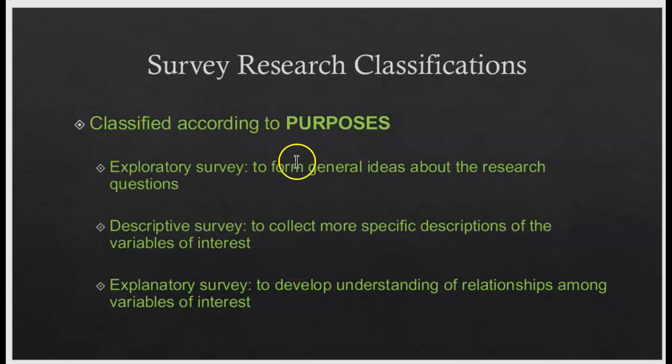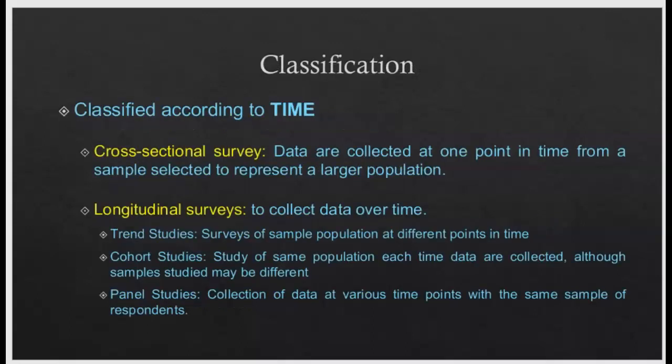Survey research classifications. Basically, surveys are classified on their purpose. An exploratory survey is used to form general ideas about research questions. So you're exploring the general ideas. Descriptive surveys collect more specific descriptions of the variables of interest. So you're trying to learn more about what those variables mean to the population. An explanatory survey is used to develop an understanding of relationship among variables of interest. So again, explanatory survey would be the typical way that you would do a normal survey that you are collecting data for a quantitative study.